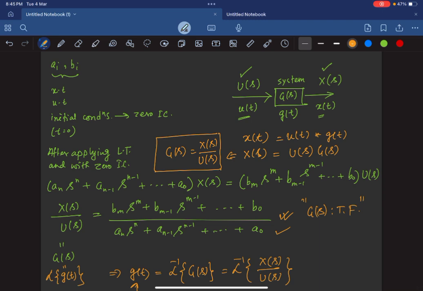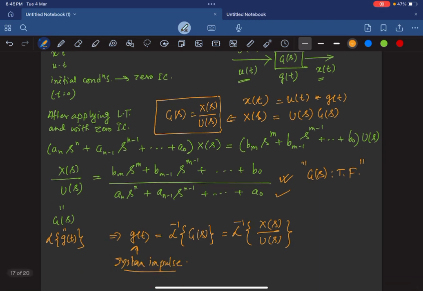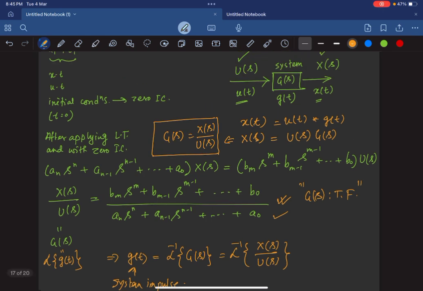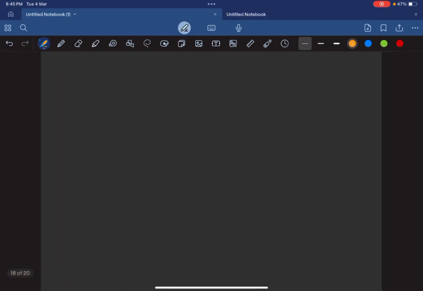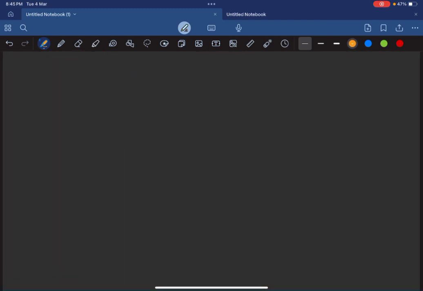If the question is to find the impulse response for the given system, immediately you take the Laplace inverse of this transfer function and you will get the answer. So one physical application we will see in the next slide.